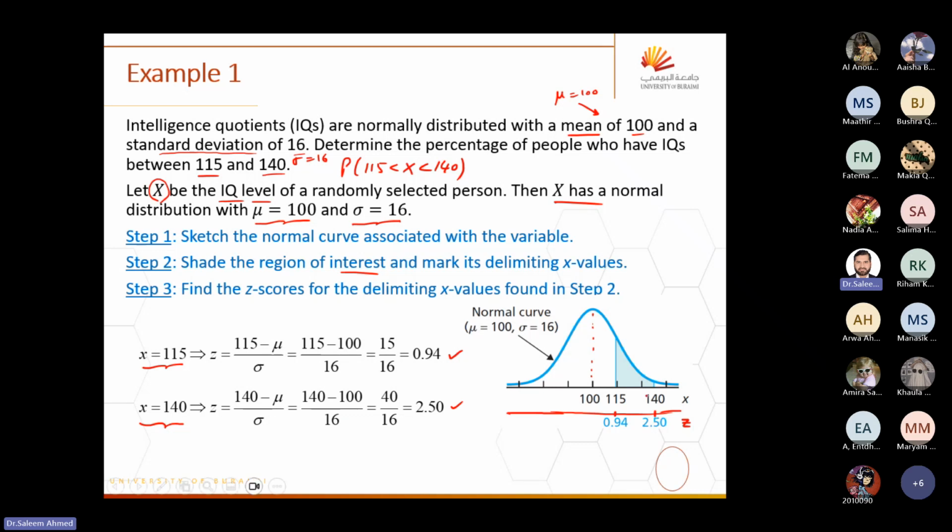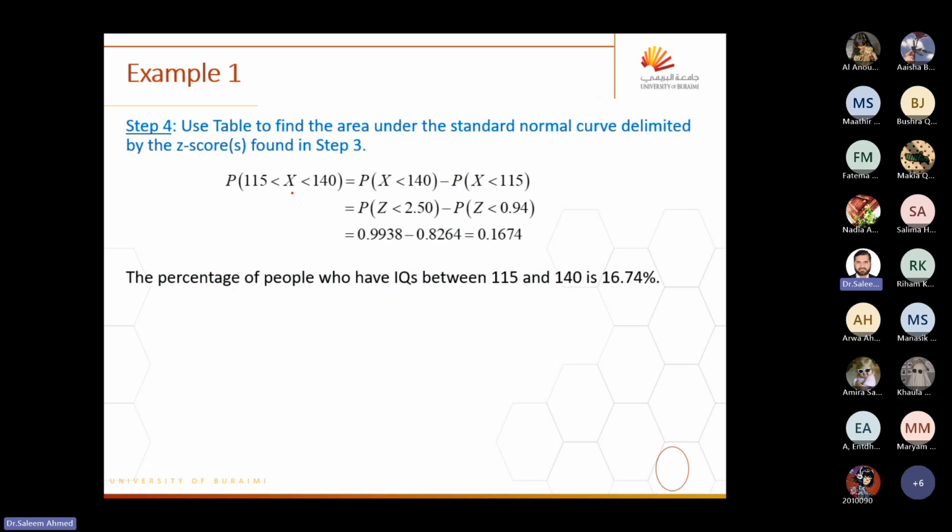It means the probability of x being between these two values is the same as z being greater than 0.94 and less than 2.5. This is what it is. So this means the area at the right point, which is 2.5, minus the area at the left point, which is 0.94. So this is the area at 2.5, this is the area at 0.94, and when you subtract, you get this one.